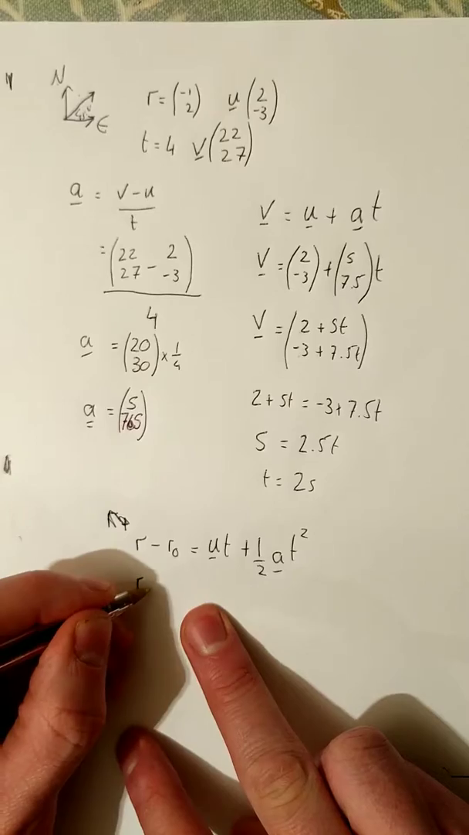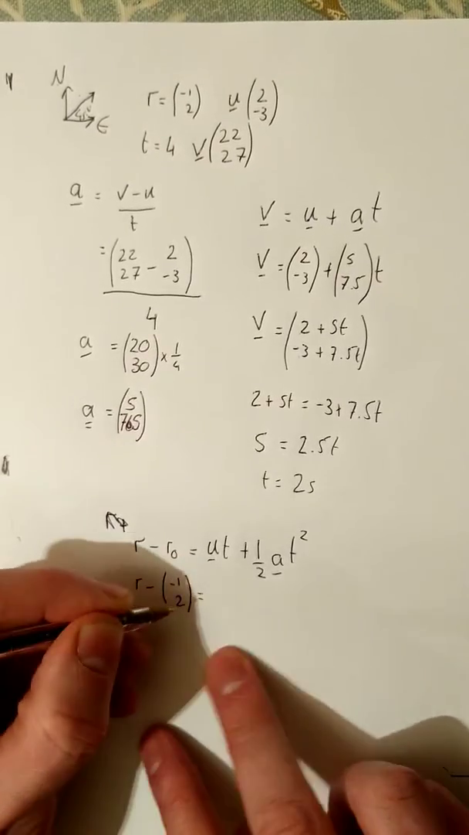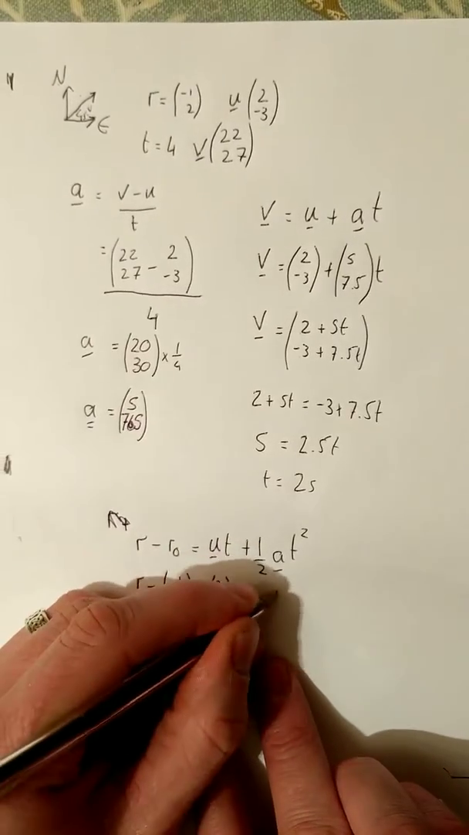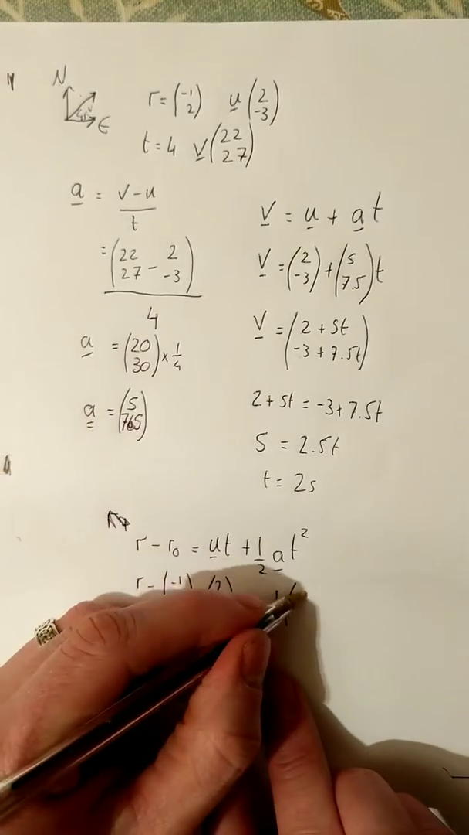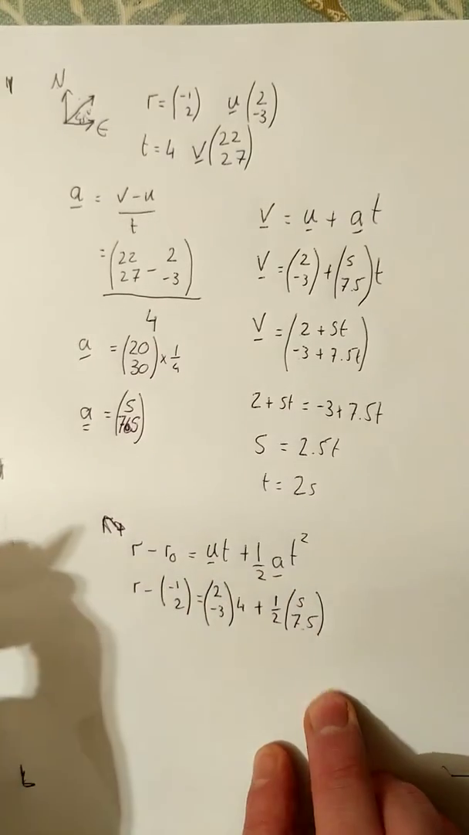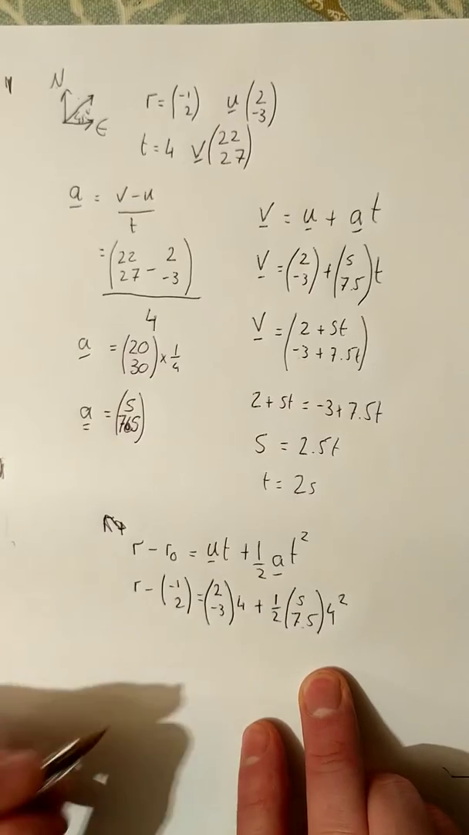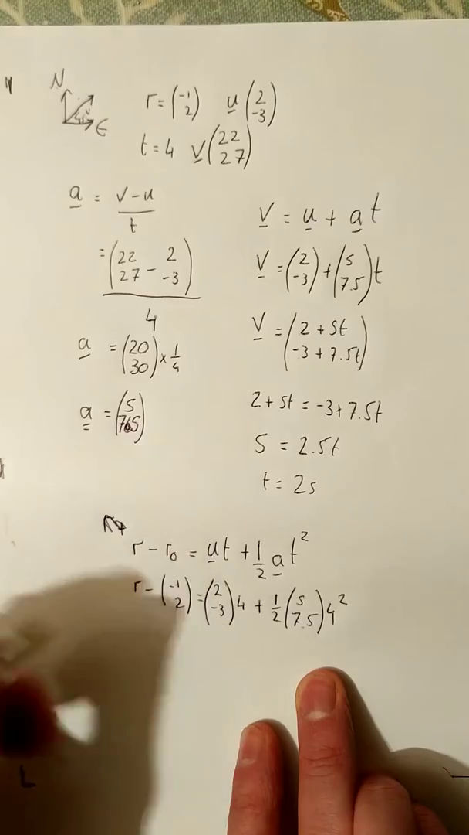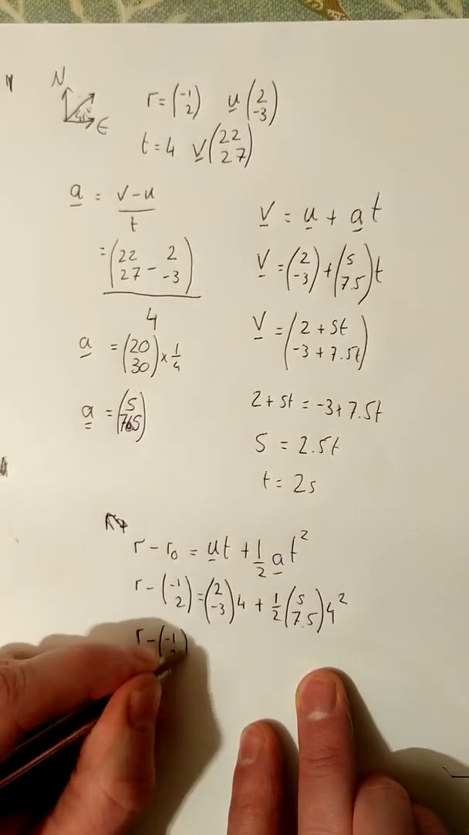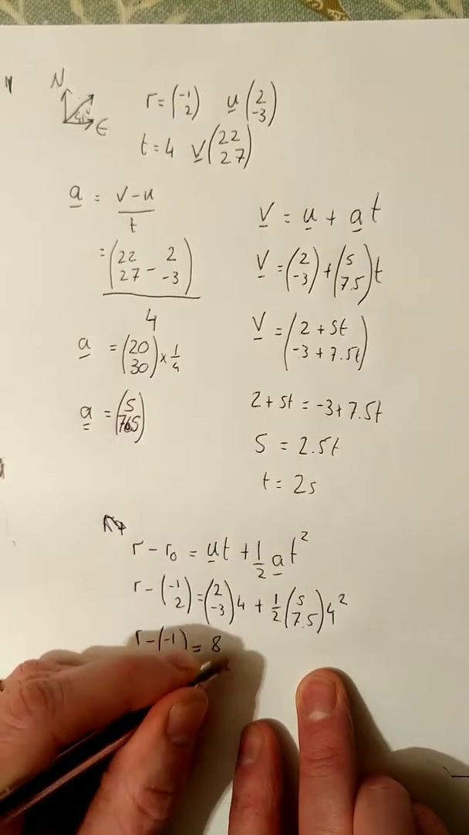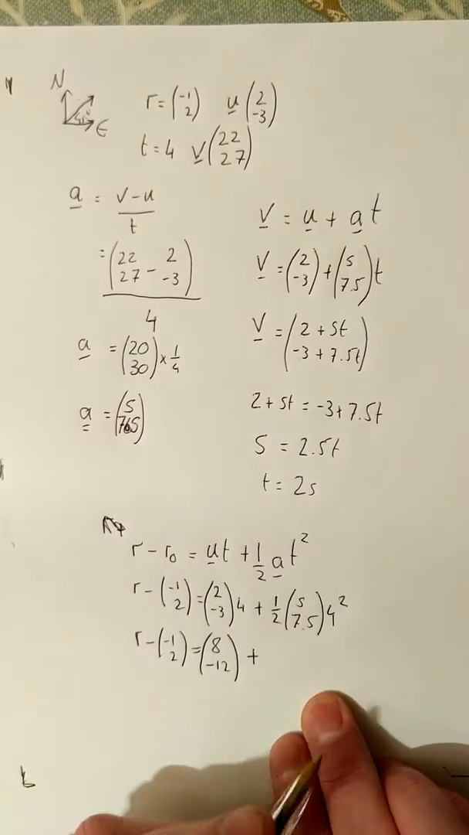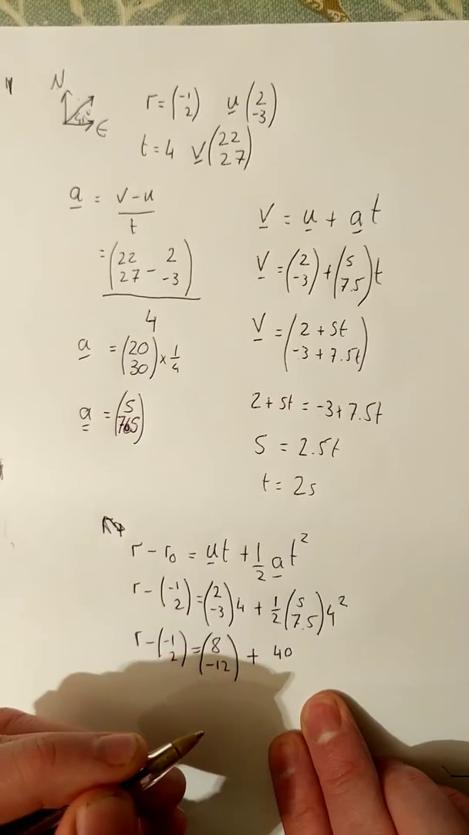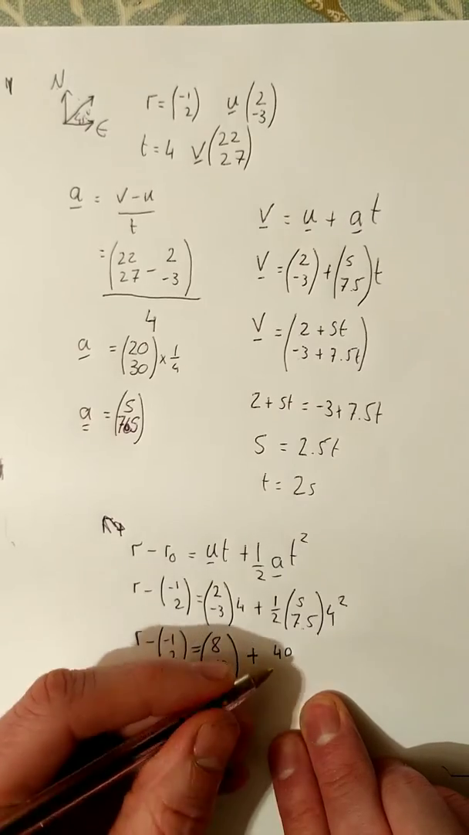So we've got r minus (-1, 2) is equal to the initial velocity, (2, -3), times by the 4, plus half of the acceleration, which is (5, 7.5), times by the time, which is 4 squared. Okay, so we need to then neaten this bit up. So if we multiply through, we get r minus (-1, 2) equals (8, -12) plus 16, and then half of it is 8, 8 fives are 40, and 7.5 gets us our 60.